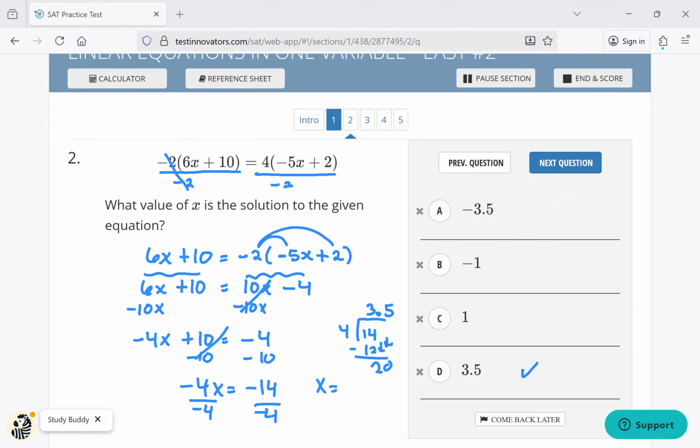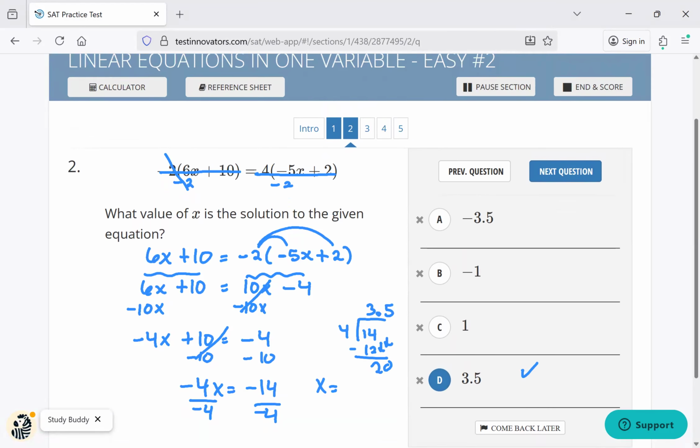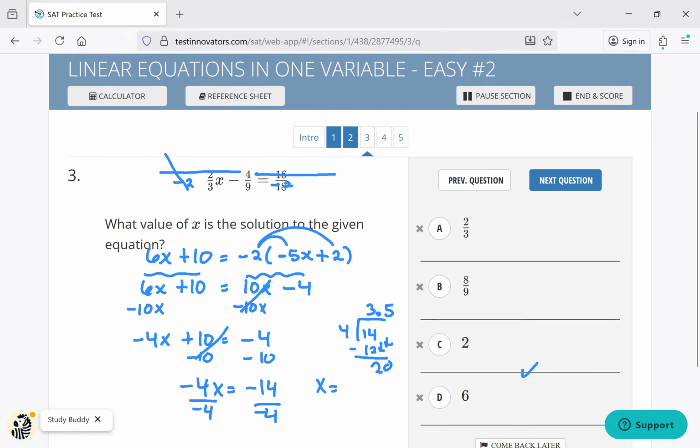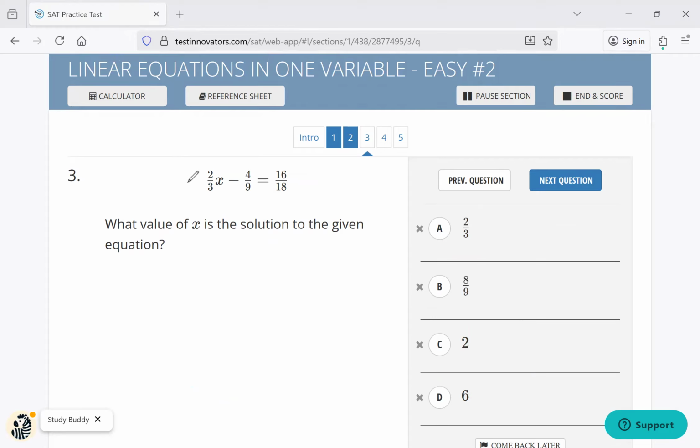Okay, let's move on to question 3. So in question 3, we have 2/3 x minus 4/9 equals 16 over 18. What is the value of x in the given solution? You've got to solve for x.